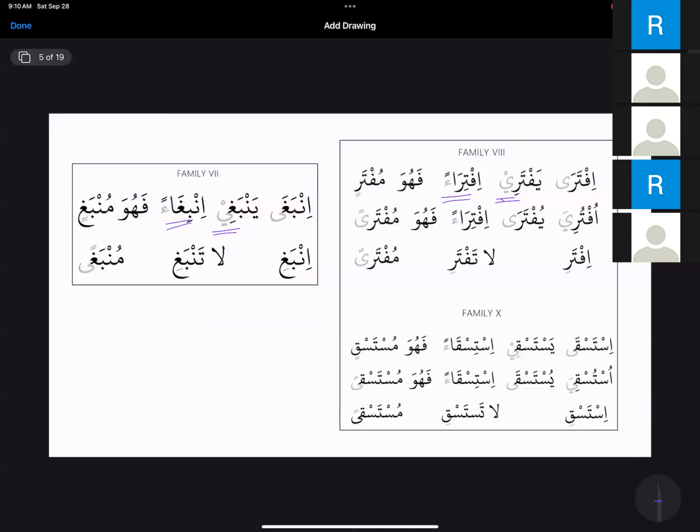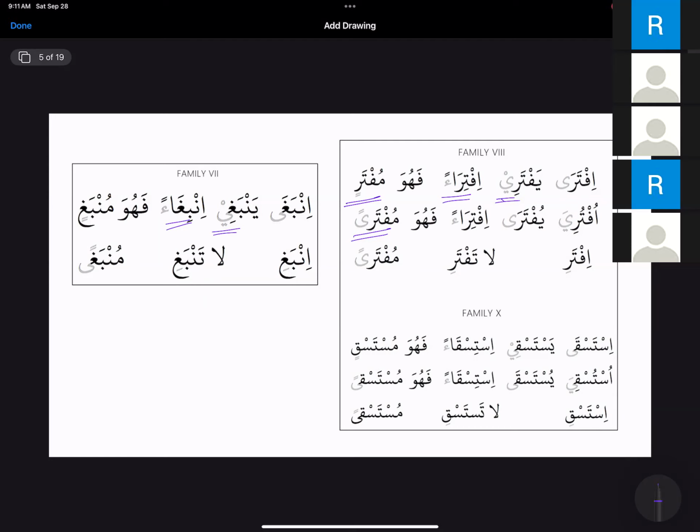What does iftara mean? Fabricate. So muftarin would be the one who is fabricating something, and the thing that is being fabricated would be muftaran. How are we going to translate iftira? Fabrication. You mean the iftira, the masdar? Yes, masdar. Okay, I thought you were talking about the other one.